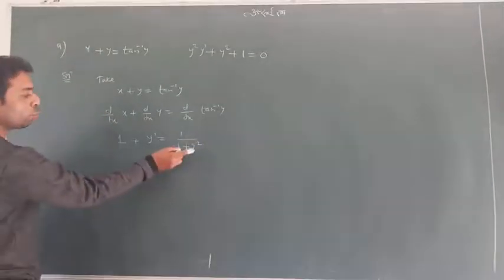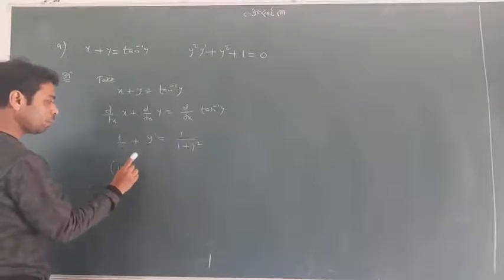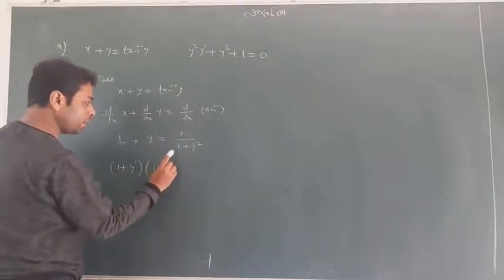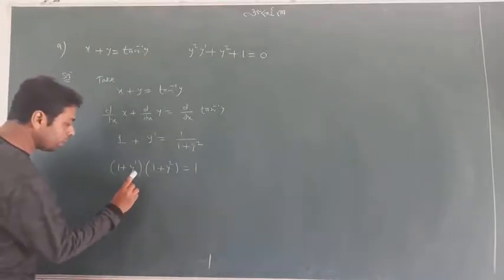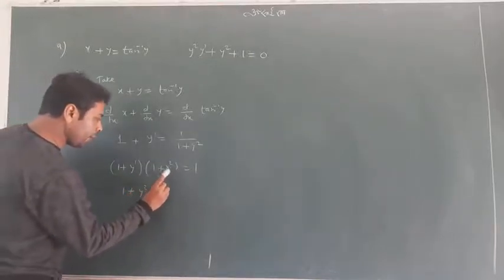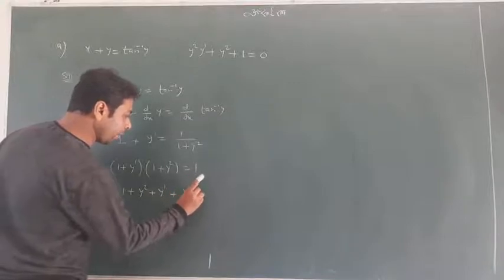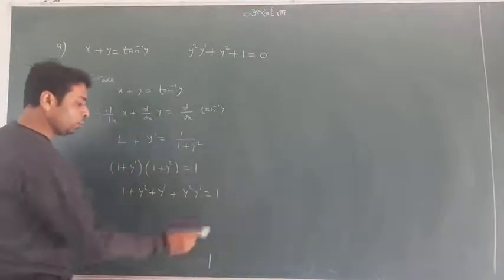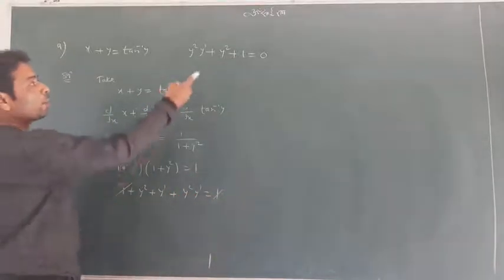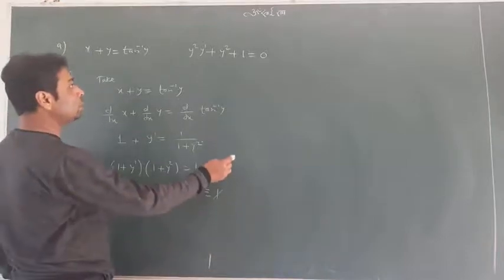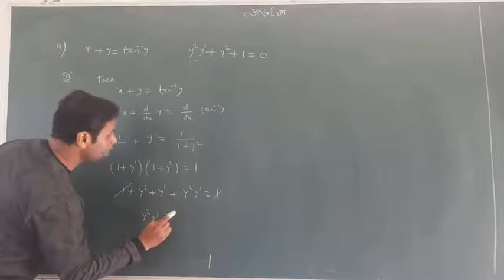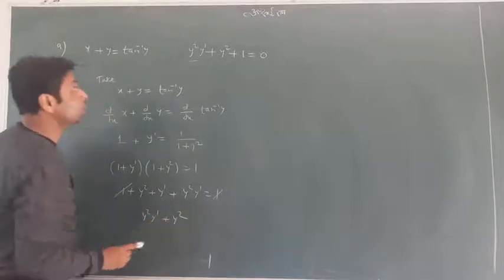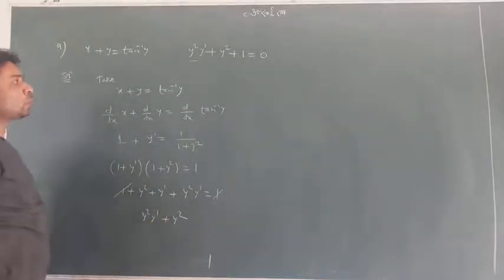Now I do cross multiplication. 1 plus y dash times 1 plus y square equal to 1. I multiply now, 1 plus y square y dash, and y square y dash equal to 1. So both ones are cancelled. So the requirement, I think we are having the same answer. Look at y square y dash I got, same, y square y dash I got, then after y square I have got, then it is 1 or y.